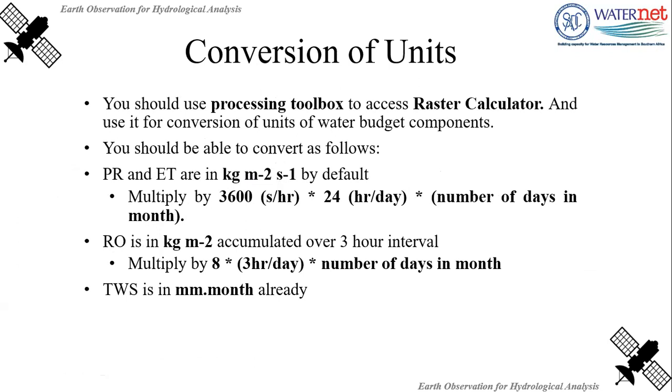We convert second to month. There are 3,600 seconds in 1 hour, so I will just multiply precipitation data by 3,600 to convert second to hour. Then there are 24 hours in a day, so I will multiply by 24. Then to get days to months, I will multiply by the specific number of days in a month. So if it is December, you have to multiply by 31 days.